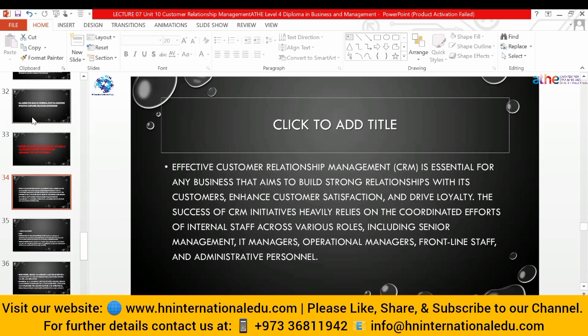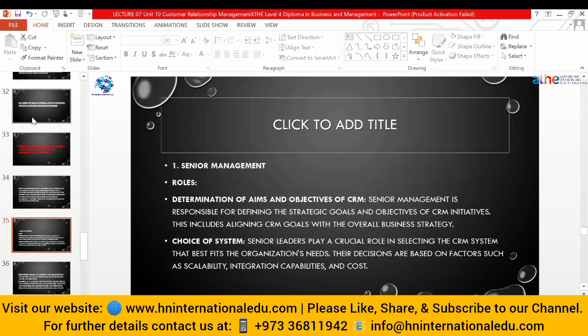We will be discussing these. These are basically your internal staff members of an organization. We will be discussing in below slides. Overall, every person who is working inside the organization is playing a crucial part in making the CRM more effective. First one, senior management roles.